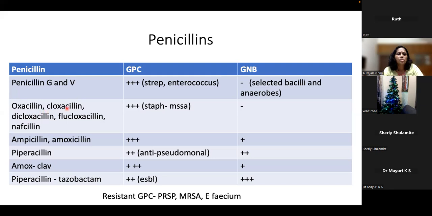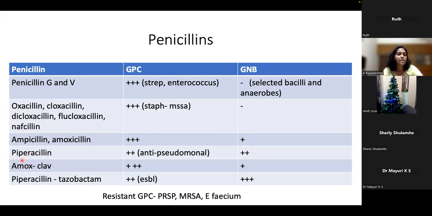Oxacillin, cloxacillin, dicloxacillin, flucloxacillin, and nafcillin are all called anti-staphylococcal penicillins, and they have good action against MSSA. They have no action against MRSA. Coming to aminopenicillins, ampicillin and amoxicillin are again very good for pneumococcal infection and the strep group of pathogens, including Enterococcus faecalis, not faecium, and they have good action against the viridans group of streptococci, which cause endocarditis, though some drug resistance is now reported. They don't have much action against gram-negatives, mainly because of resistance.